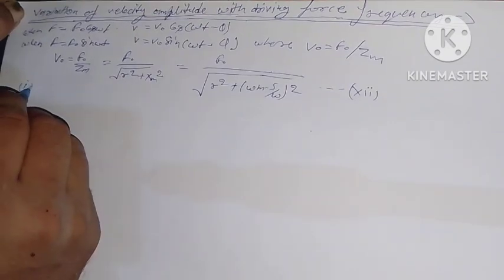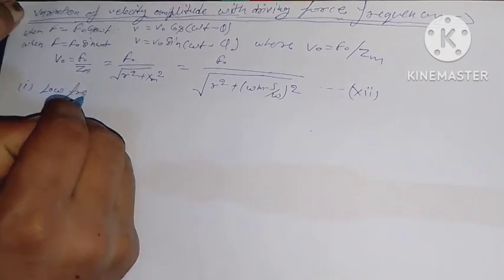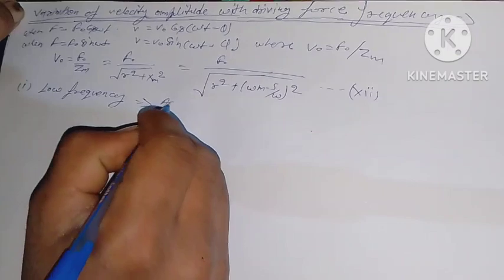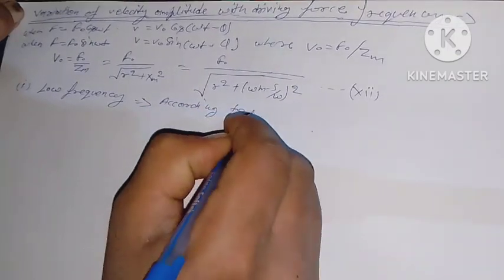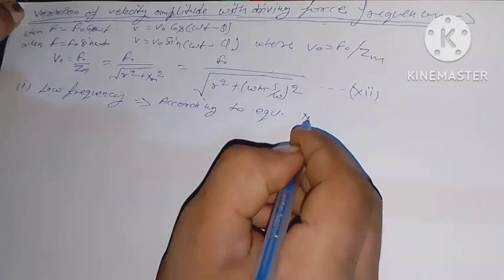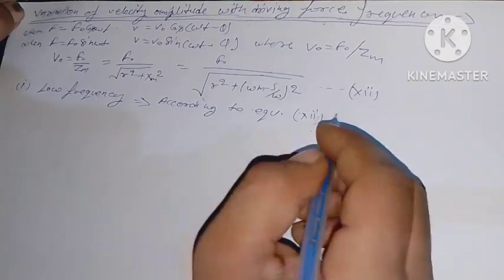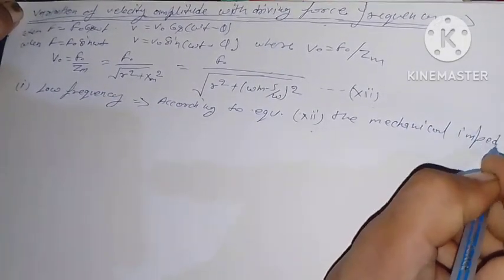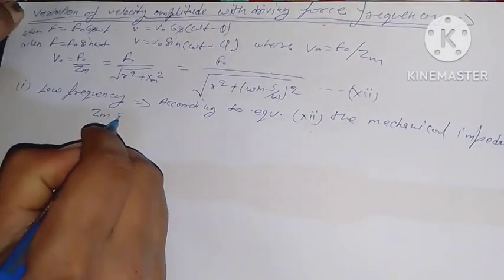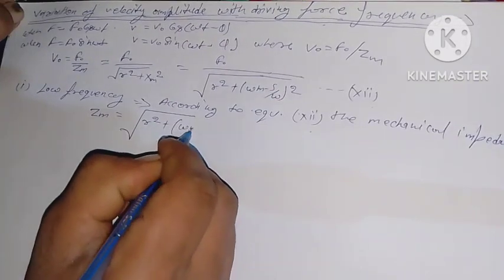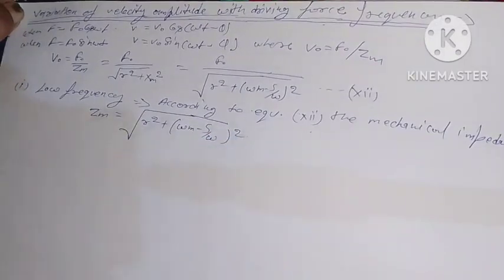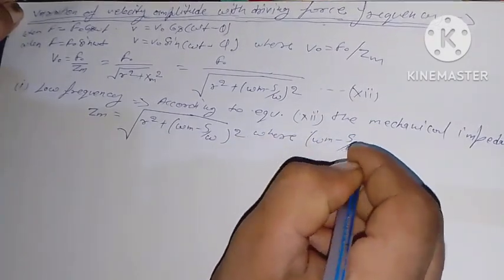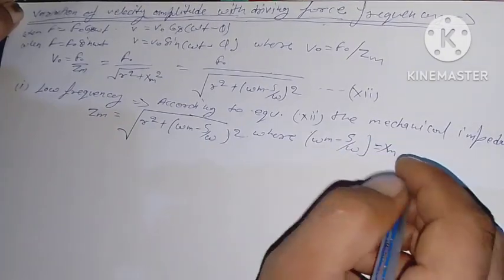Okay, first point, low frequency. According to equation number 12, the mechanical impedance Zm equal to under root of R square plus (omega m minus s by omega) whole square, where omega m minus s by omega equal to Xm is known as mechanical reactance.